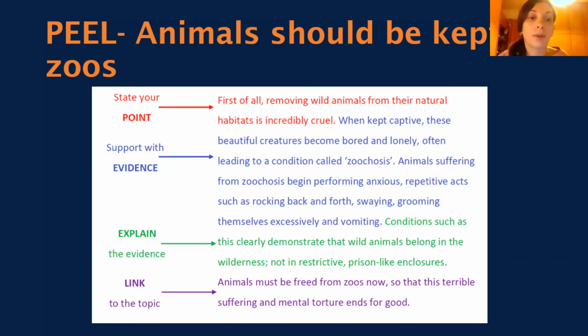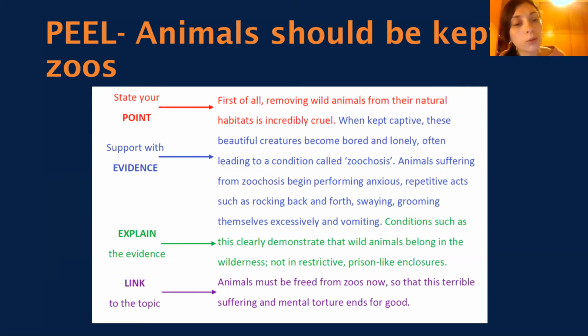Then we move on to supporting with evidence. When kept captive, these beautiful creatures become bored and lonely, often leading to a condition called zoochosis. Animals suffering from zoochosis begin performing anxious, repetitive acts such as rocking back and forth, swaying, grooming themselves excessively, and vomiting. Here, of course, you would need to have references within brackets. The example doesn't have that, but you would need to have that.